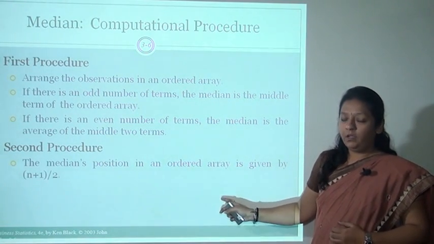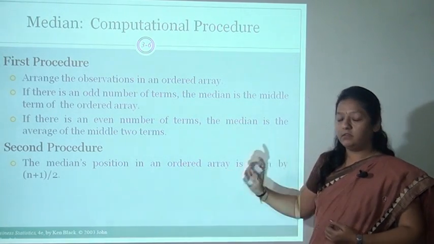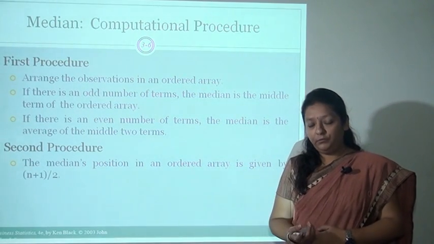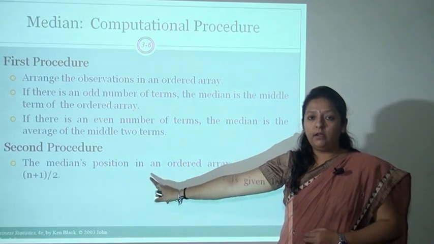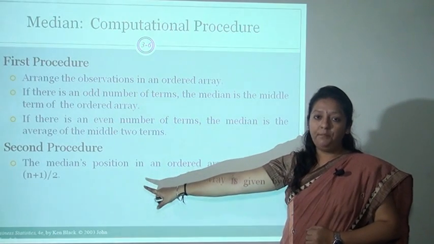The second procedure for calculating median is that the median's position in an ordered array is given by (n + 1) / 2. You can further obtain the value of the median using the formula (n + 1) / 2, where n is the number of observations in the data set.